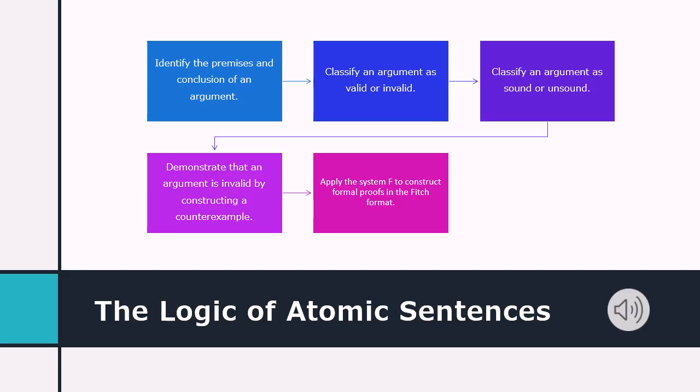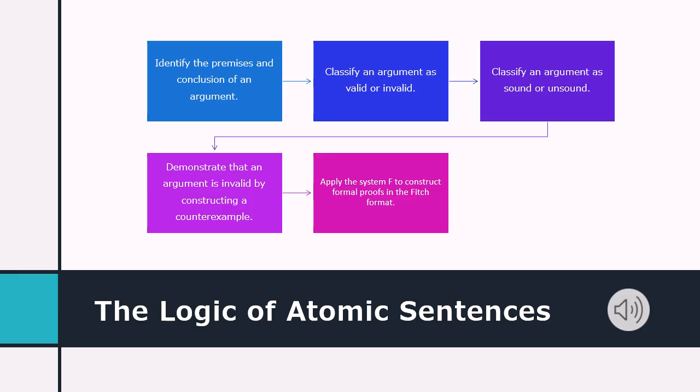Now, in addition to validity, we're also going to be interested in whether or not our argument is sound or unsound. Soundness has to do with whether or not the premises are actually true or false. So you need some sort of world to interpret the atomic sentences and determine if they're true or false, to determine if an argument is sound or unsound. Whereas for valid and invalid, that's not necessarily the case.